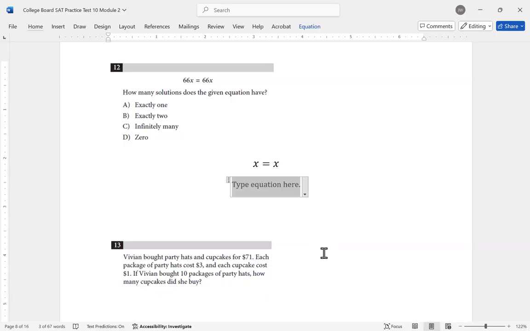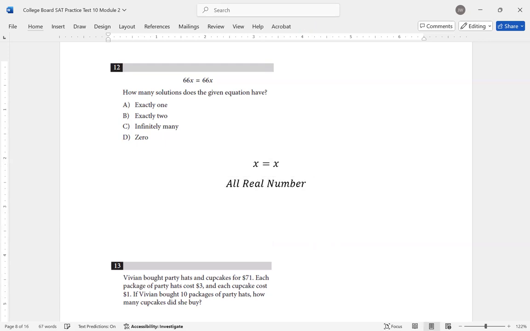How many solutions does the equation have? Since all real numbers work, we get infinitely many solutions. And therefore, C is the correct answer to question 12.